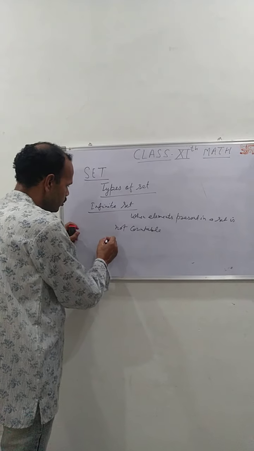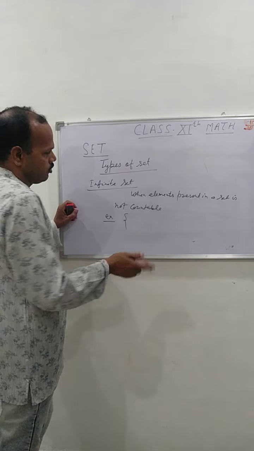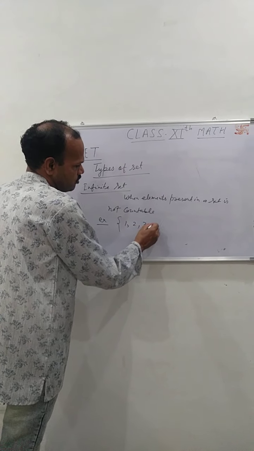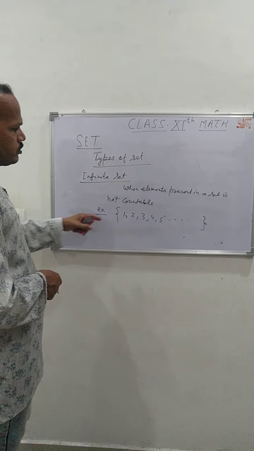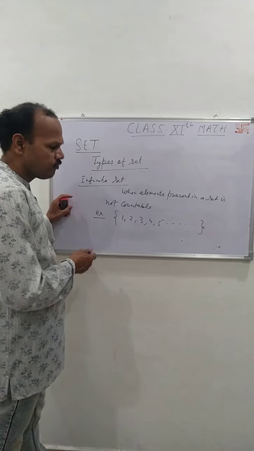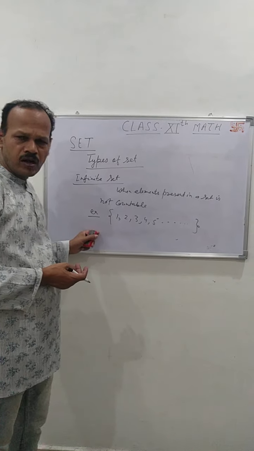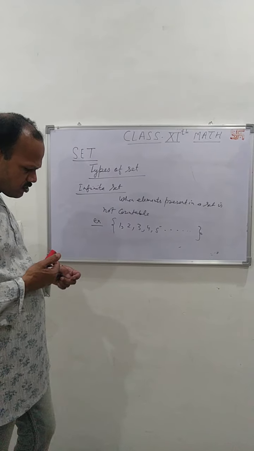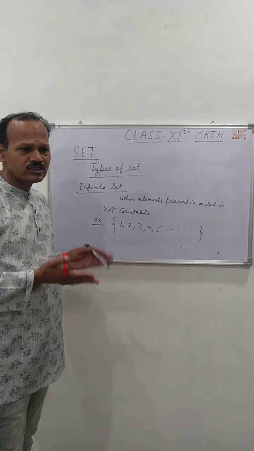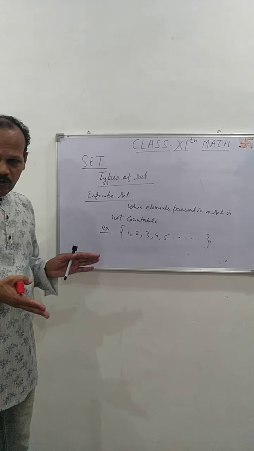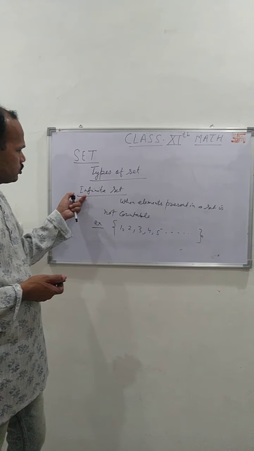For example, set of natural numbers 1, 2, 3, 4, 5, ... up to infinity. This is the set of natural numbers. Similarly, set of odd natural numbers, set of even natural numbers. These are examples of infinite sets. So what is the difference between finite and infinite sets? Finite sets are countable while infinite sets are not countable. This is the basic fundamental difference between finite and infinite sets.